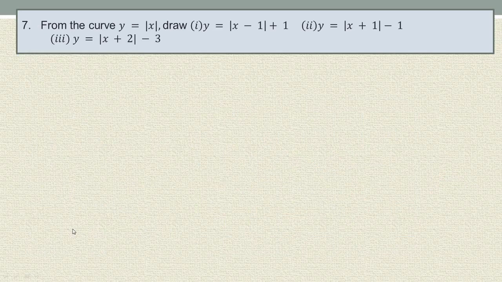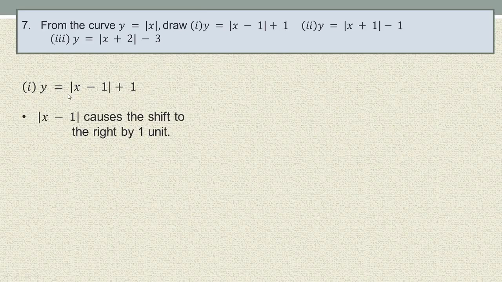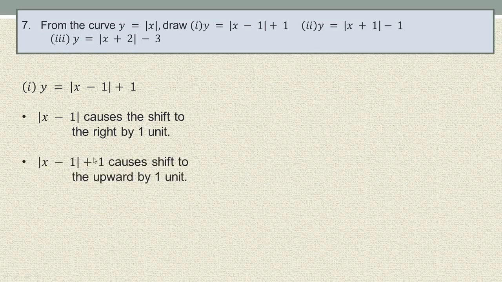And then the seventh question, from the curve y is equal to modulus x. Here you are having modulus x. Draw first subdivision, modulus x minus 1 plus 1. Here modulus x minus 1, so minus 1 is inside the function, so it causes a shift to the right by 1 unit. And again plus 1, which causes a shift upward by 1 unit.